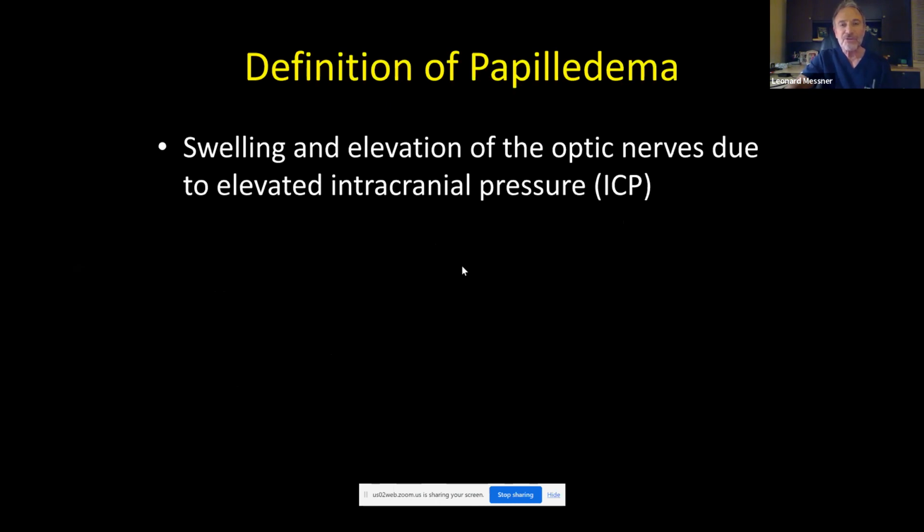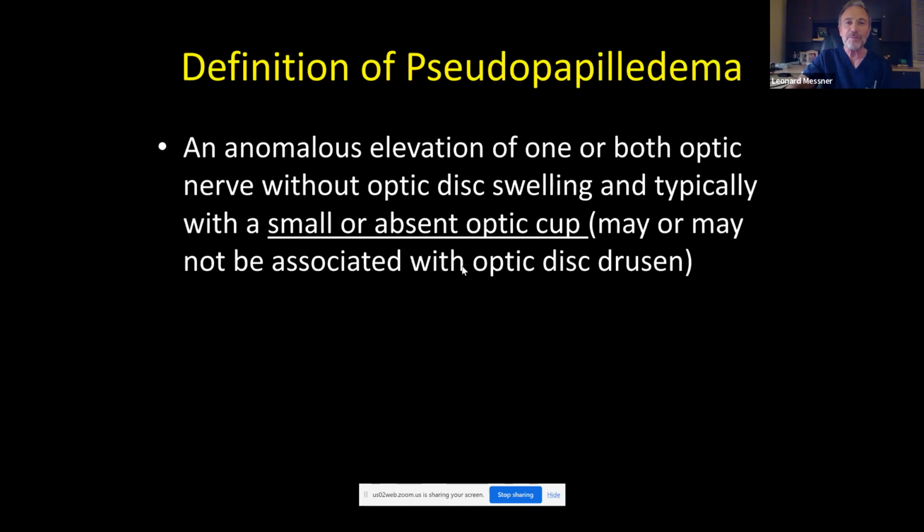So I'd like to begin with a definition of papilledema. All of us remember this in a similar way: papilledema, by definition, is swelling and elevation of the optic nerves due to elevated intracranial pressure. So an elevated, swollen optic nerve, both of these findings due to elevated intracranial pressure. Now, in contrast, pseudopapilledema is nothing more than an anomalous nerve. It's a nerve that you're born with, but is elevated without optic disc swelling. And one of the features of pseudopapilledema is a small or absent cup. And these individuals may or may not present with optic disc drusen.